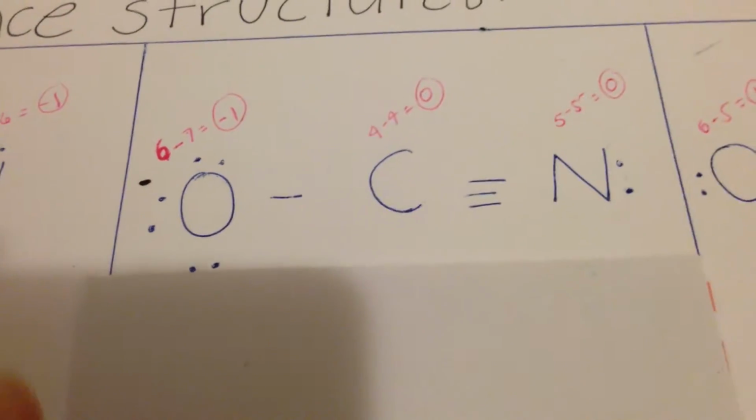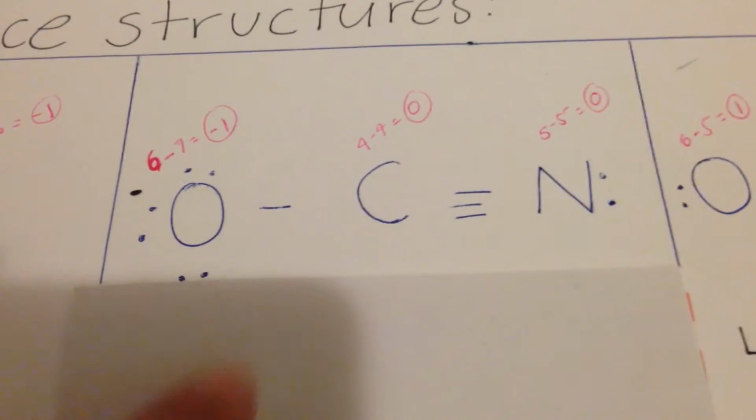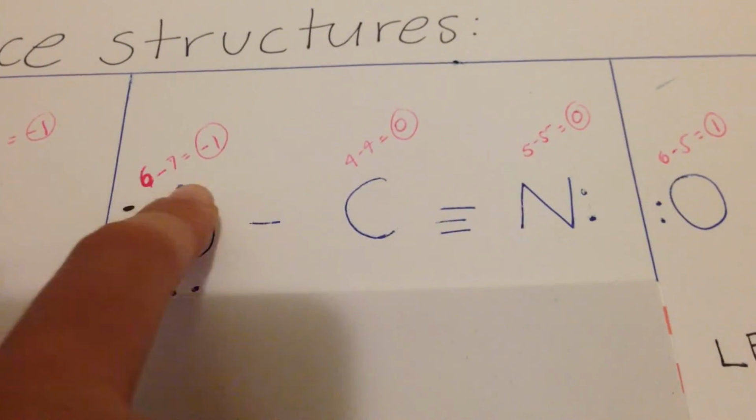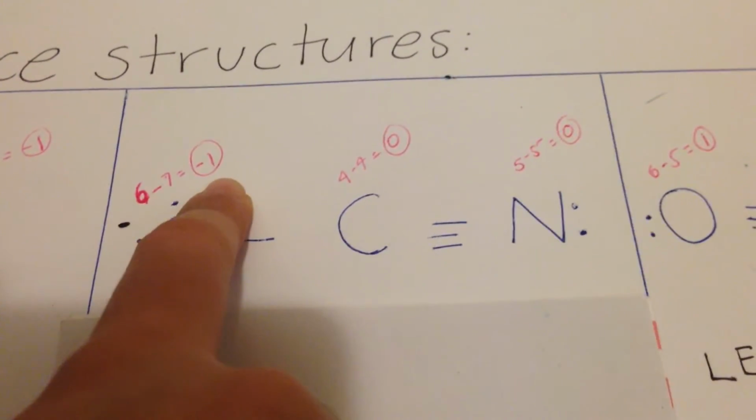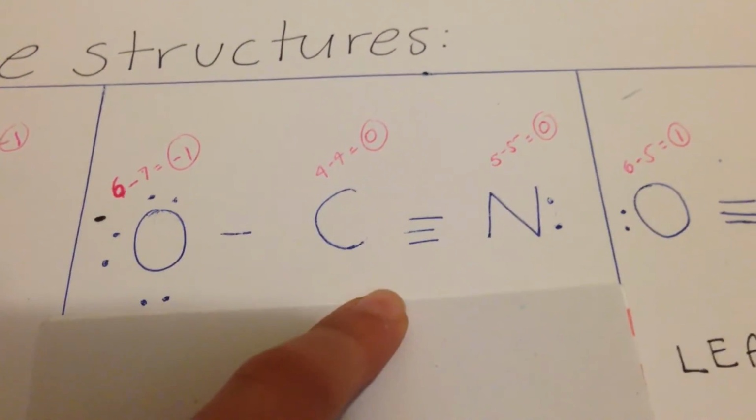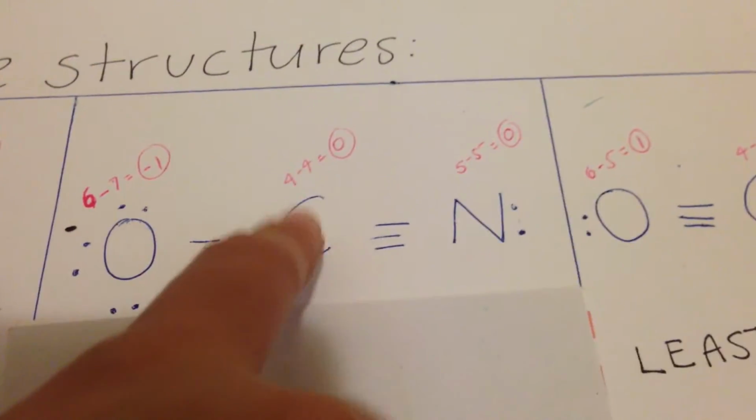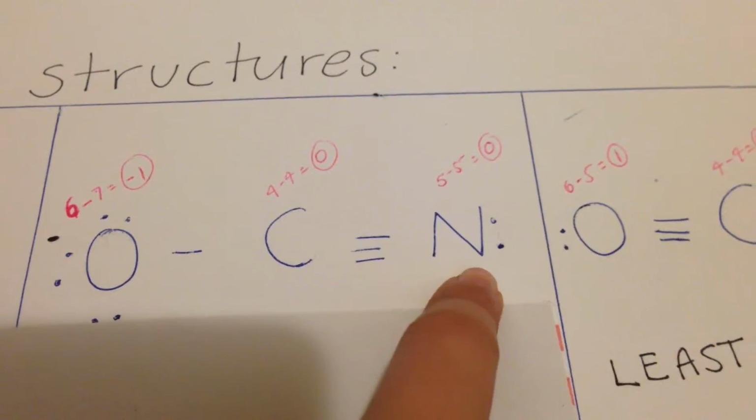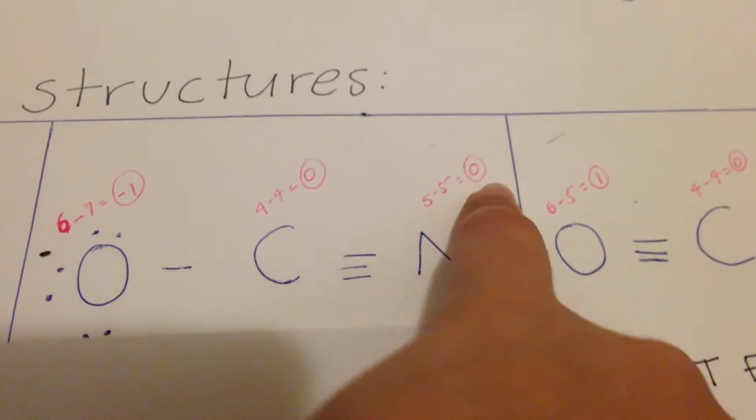In the next structure, oxygen again needs 6, but it has 7: 1, 2, 3, 4, 5, 6, 7. So its formal charge is negative 1. Carbon needs 4 and has 4, so it's 0. And nitrogen has 5 and needs 5, so it's 0.